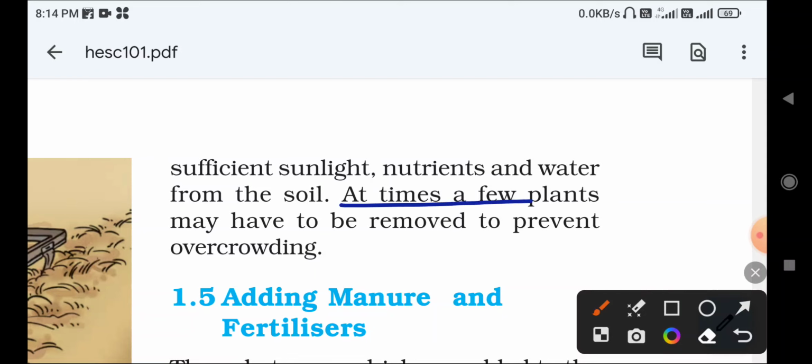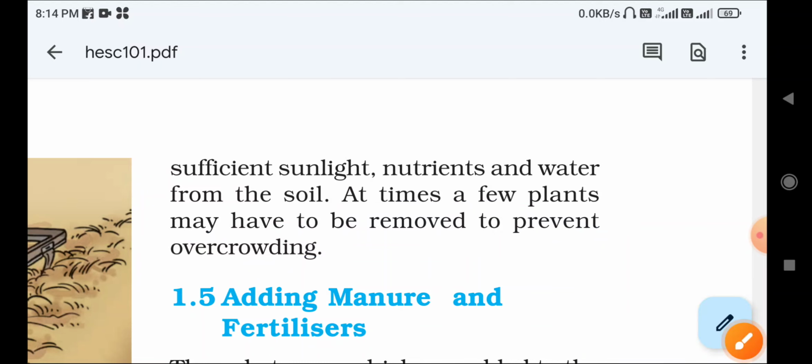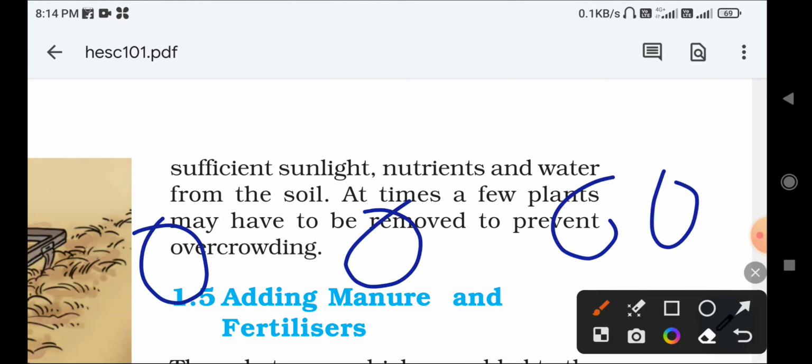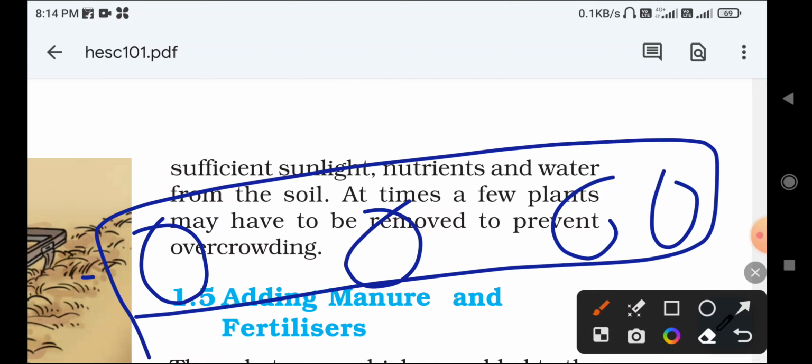At times a few plants may have to be removed to prevent overcrowding. Sometimes we can also remove plants for overcrowding. These methods are so important for the development of crop fields. These are the traditional methods as well as the modern methods, with their advantages as well as disadvantages.